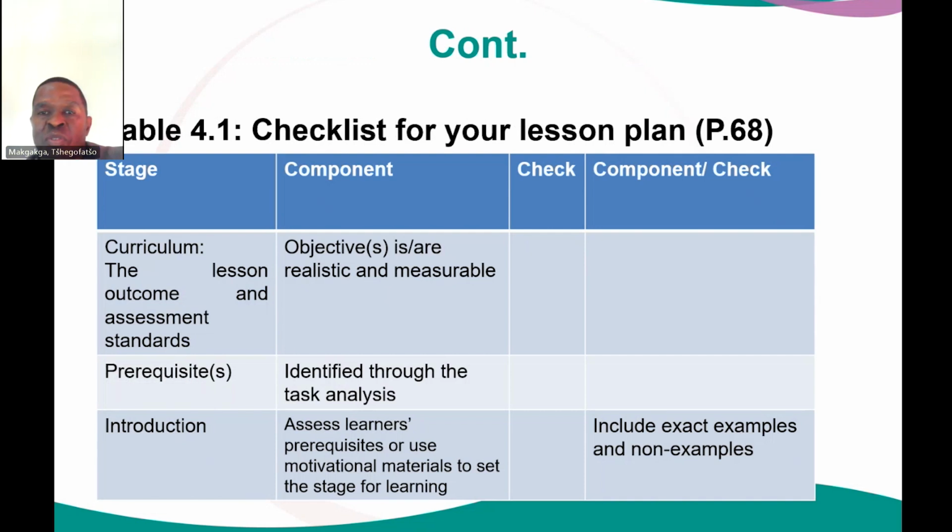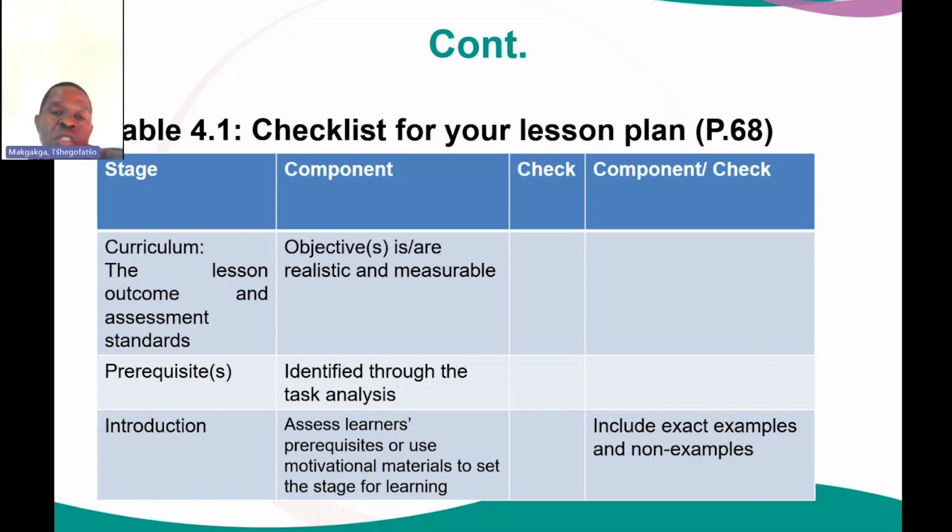Right, checklist for your lesson plan. Check it on page 58. The lesson outcome and the assessment standards. Objectives should be realistic and measurable. And then 2, prerequisites identified through the task analysis. This can be identified through task analysis. And then in the introduction, assess learners' prerequisites or use motivational materials to set the stage for learning. Components to check include exact examples and non-examples.